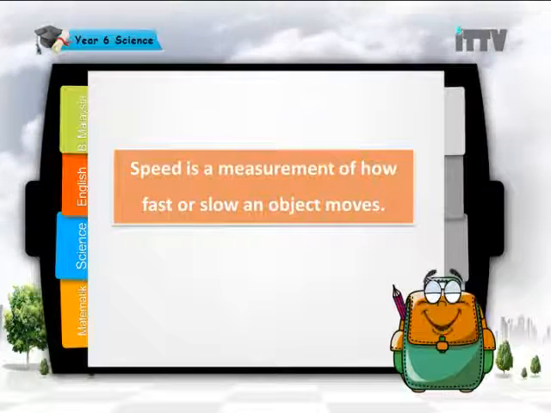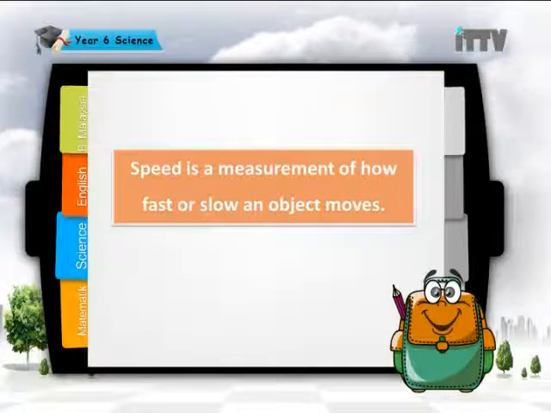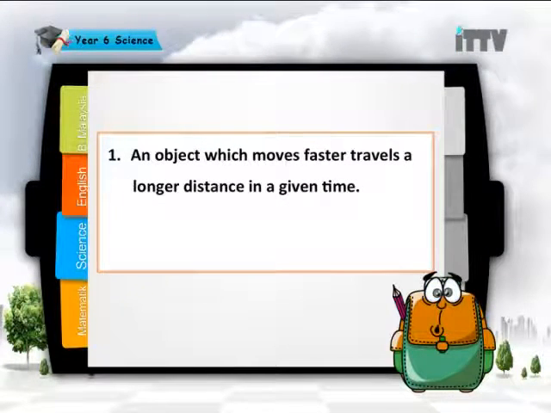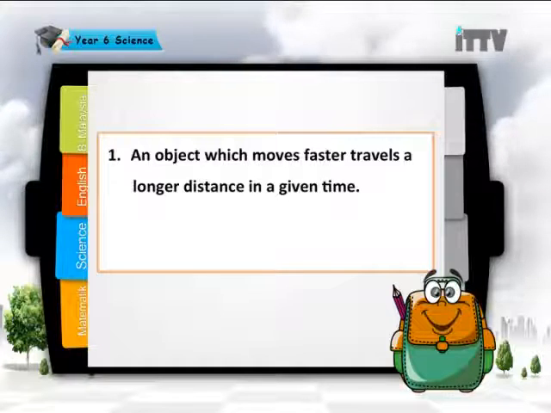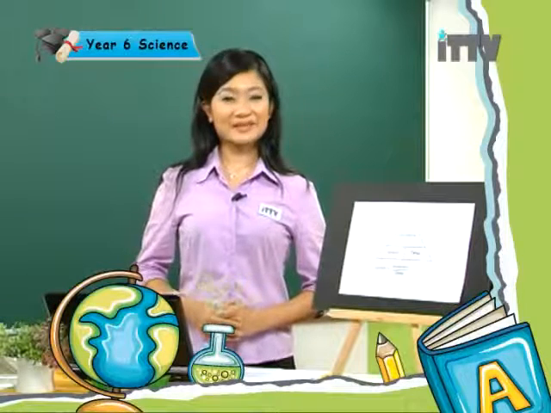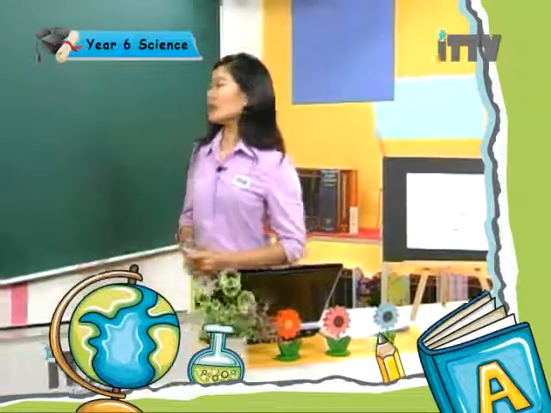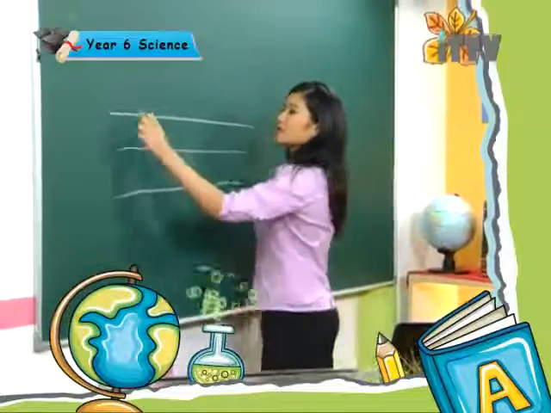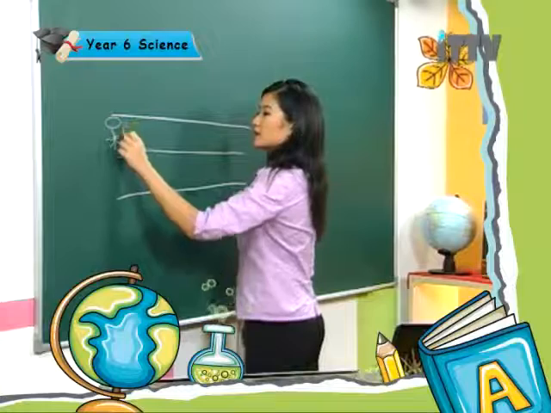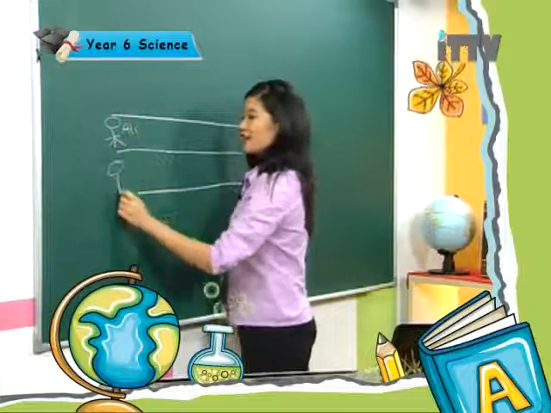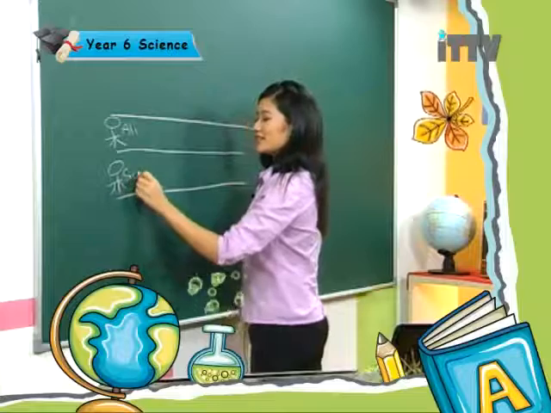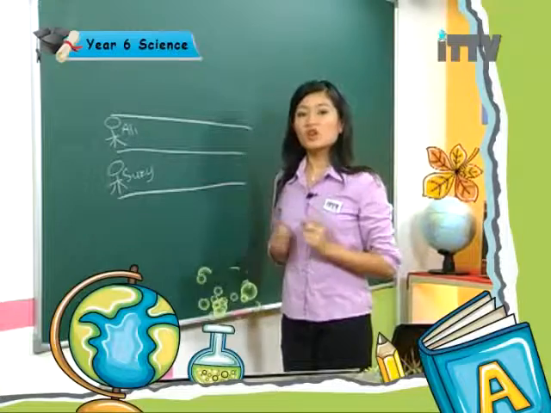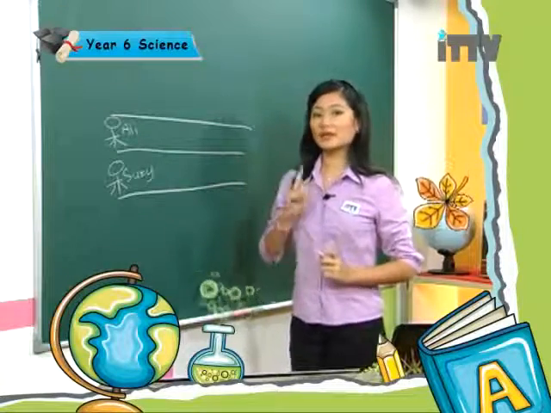Speed is a measurement of how fast or how slow an object moves. An object which moves faster travels a longer distance in a given time. Let me explain this statement to you. Well, we have a running track here. Two persons. We name them Ali and Susie. So, we know that a person who has a faster speed runs a longer distance at a given time.